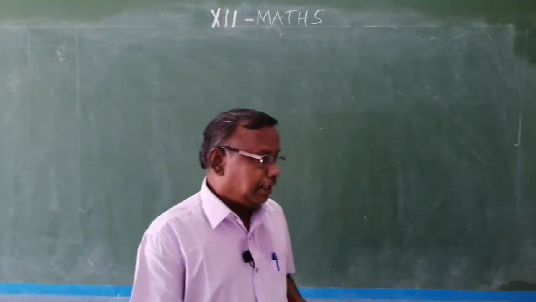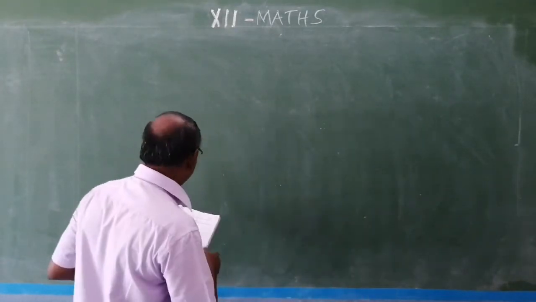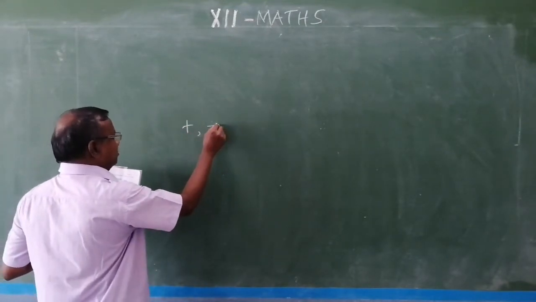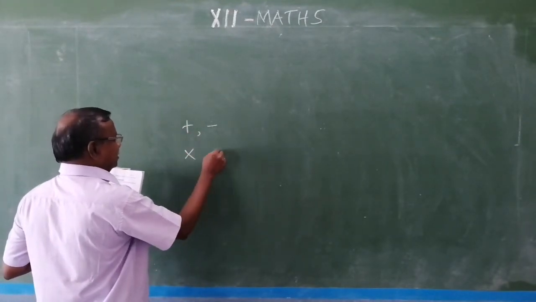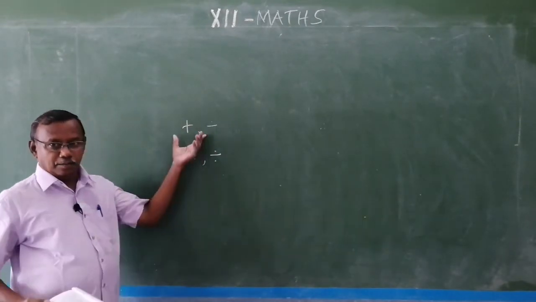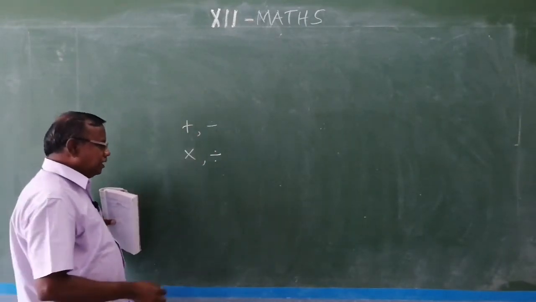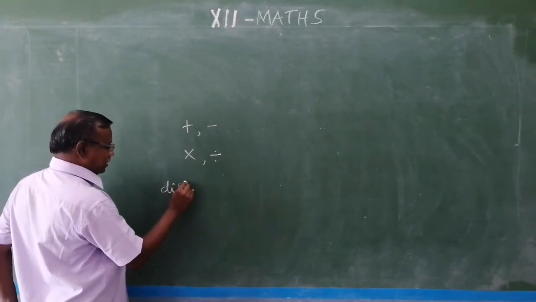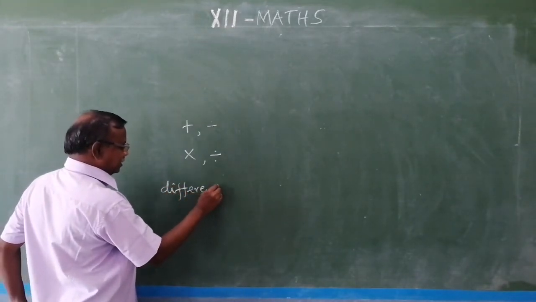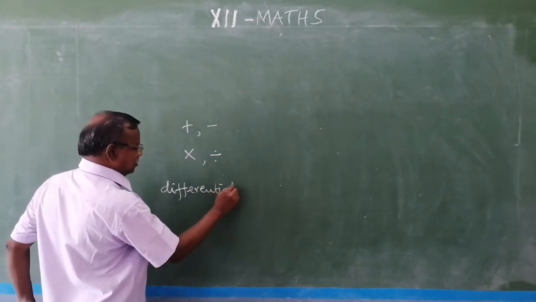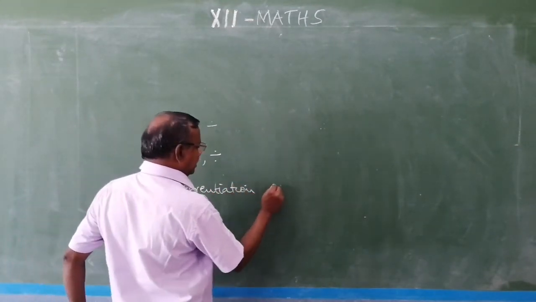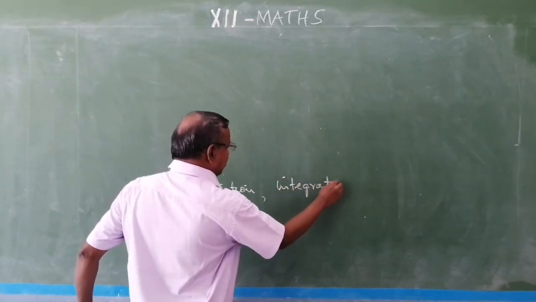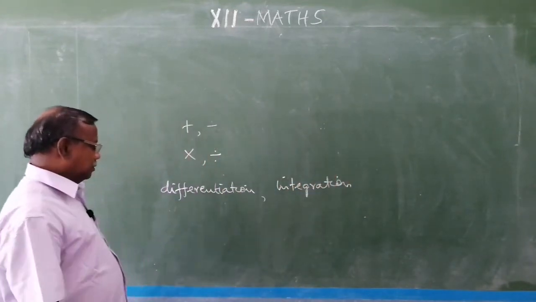Generally we have pairs of inverses: in algebra, plus and minus, multiplication and division are called pairs of inverses. Similarly, differentiation and integration are an inverse pair.